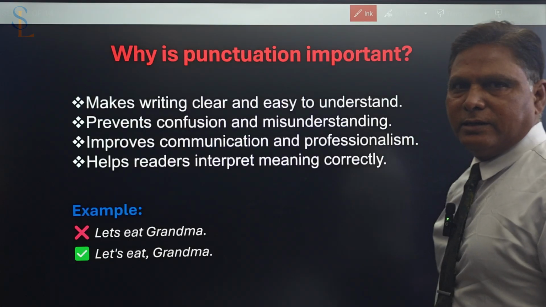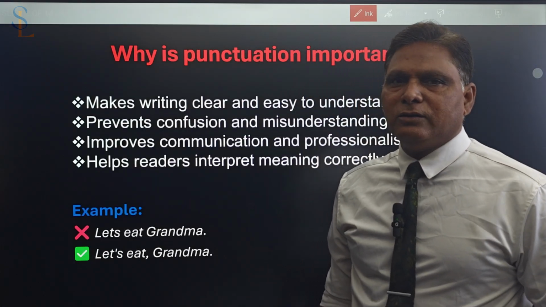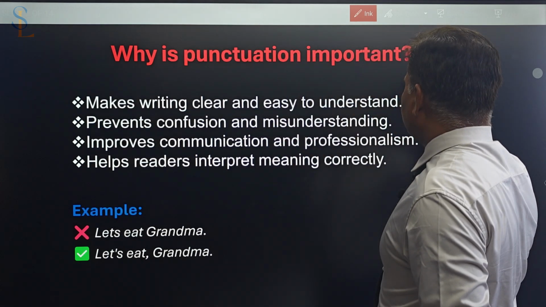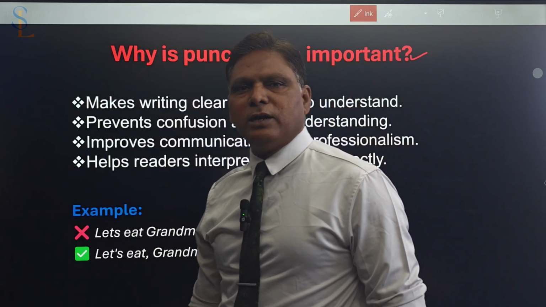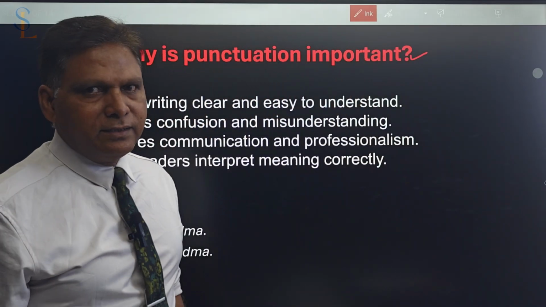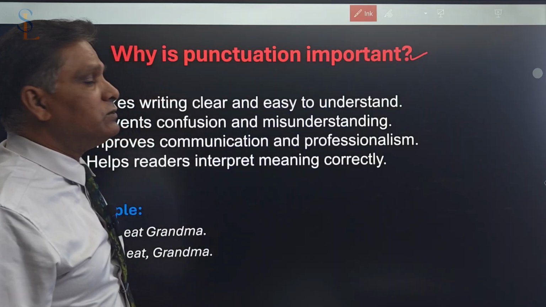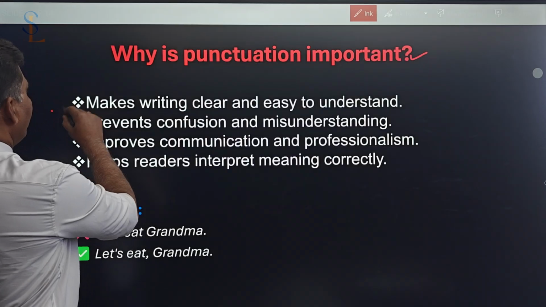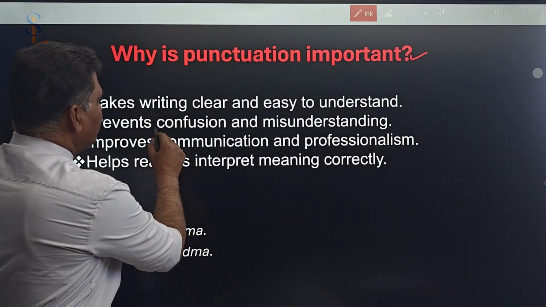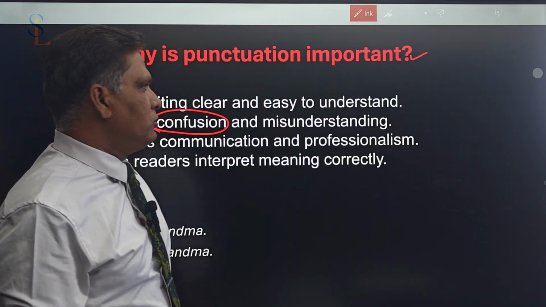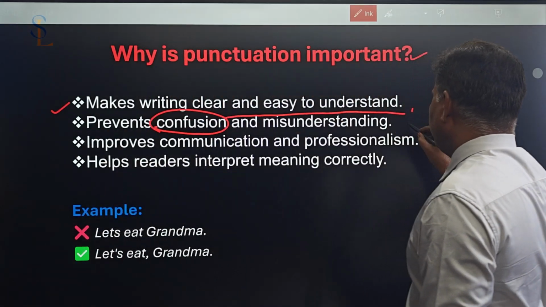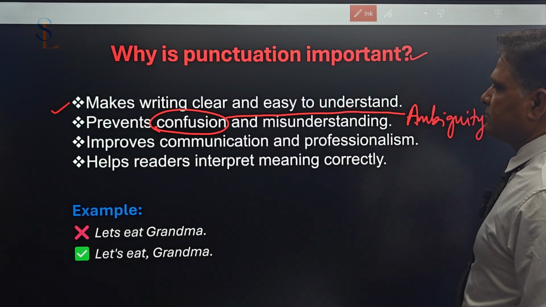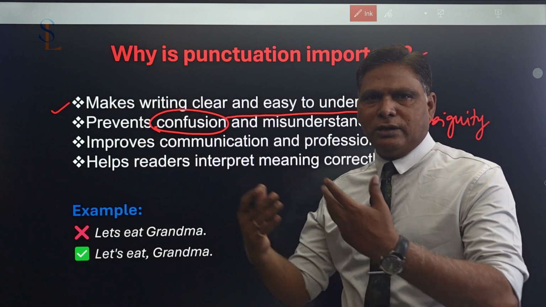Why is punctuation important? That is another small question, but of course it gives you a much greater meaning. Is punctuation important? Definitely is, as you have seen in a small example in the previous slide. Let's eat, grandma. Punctuation is very important indeed. Don't neglect punctuation. It makes writing clear and easy to understand, and prevents confusion. This is very important: ambiguity. Usually, if you take another word like ambiguity, it is confusion that is in you or in somebody else.